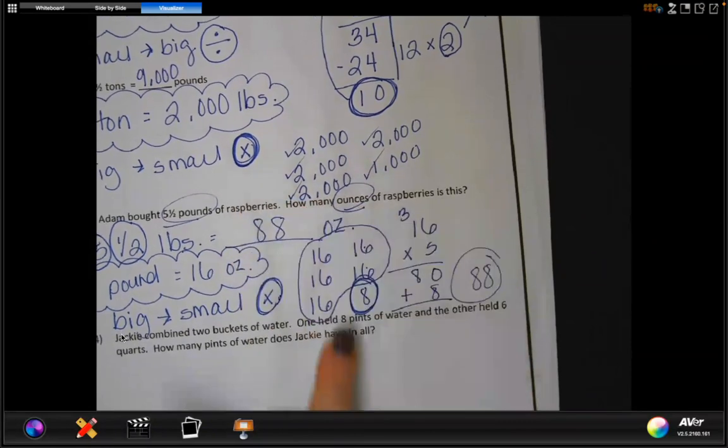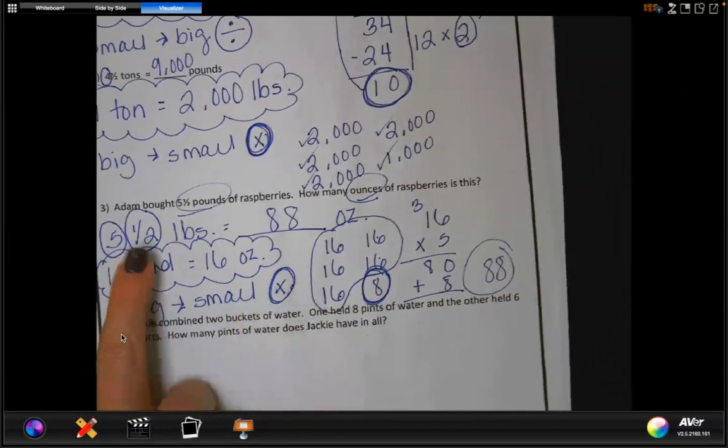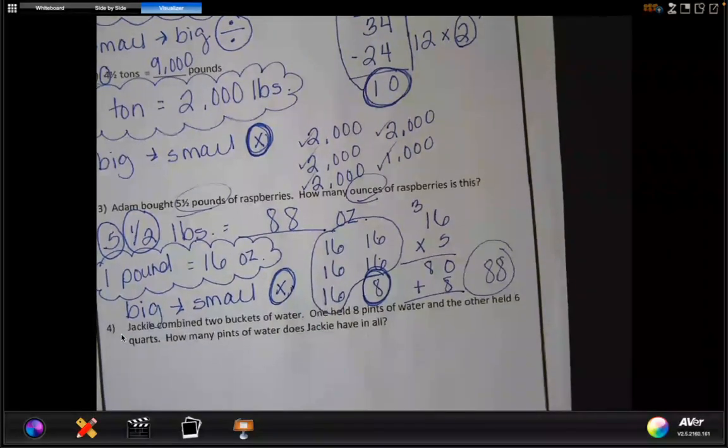Okay, so I'm telling you guys, that repeated addition strategy here, it's not bad. It's a really good strategy. Now, you might not use that strategy after I teach you how to multiply with mixed numbers and decimals, but you might like this strategy so much that you decide you want to keep on using it.